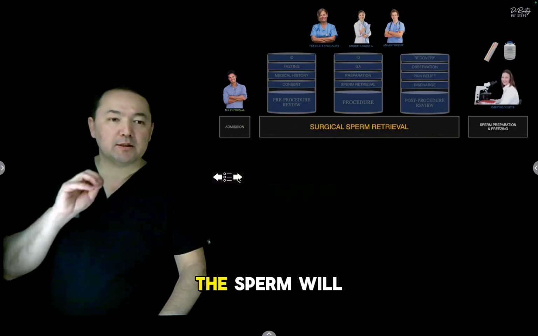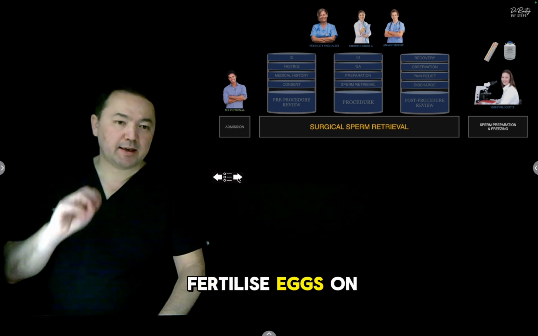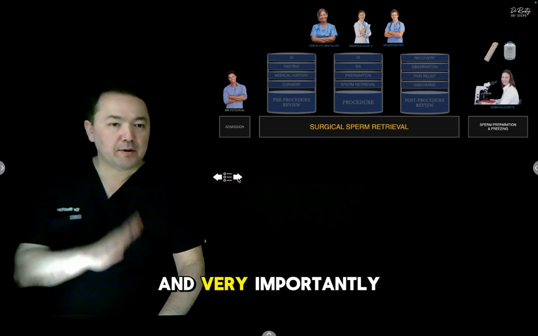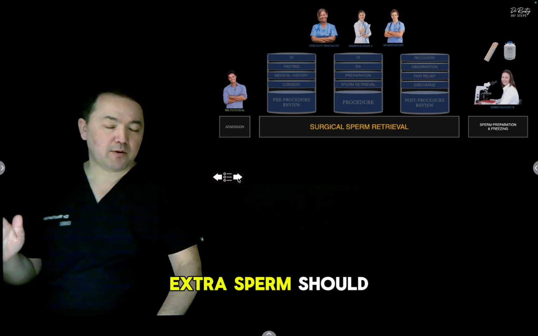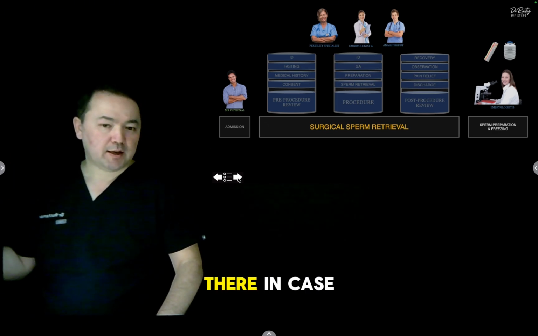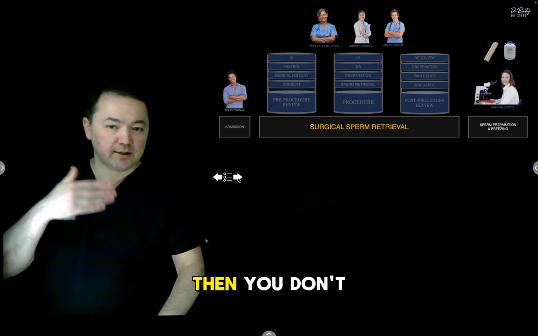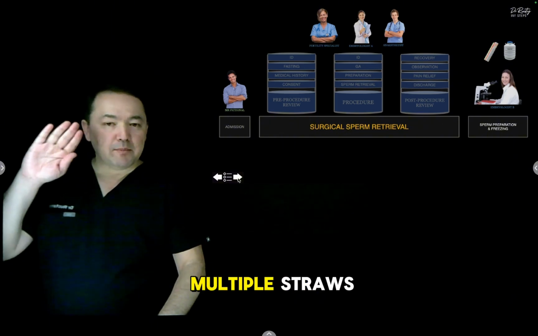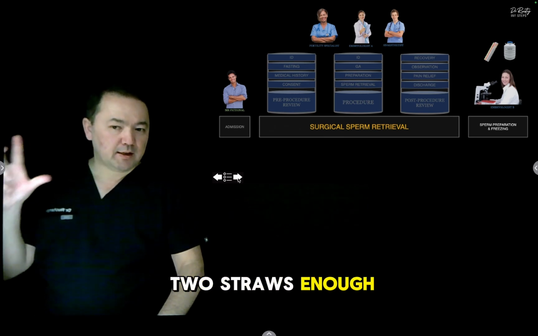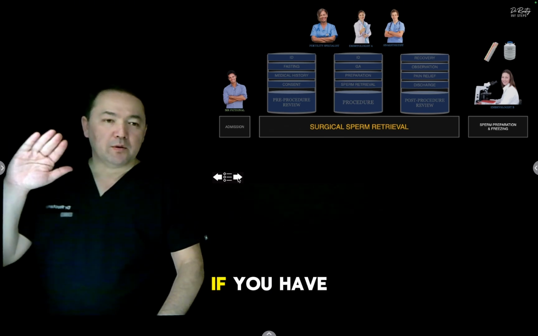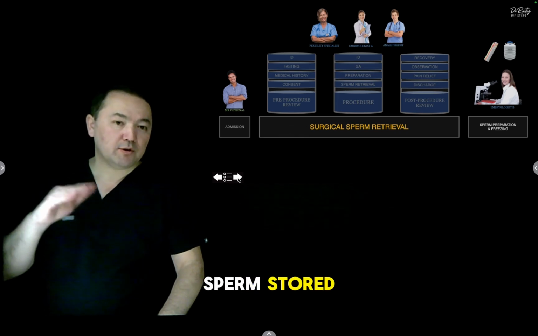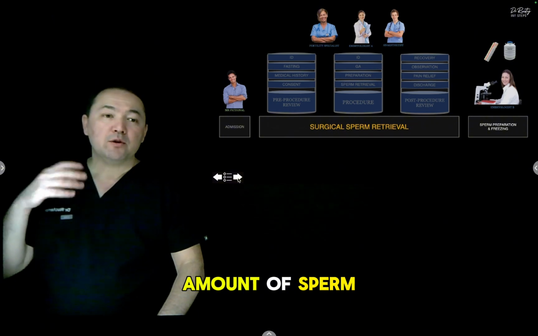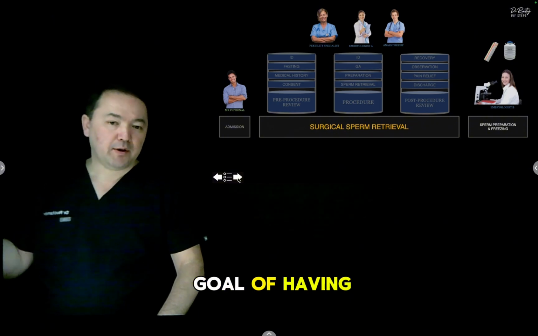Very importantly, the sperm will be used to fertilize eggs on the day if your partner is having a collection procedure, and very importantly, extra sperm should be frozen for a future date. In case this cycle is not successful, then you don't need to have these procedures repeatedly. Then sperm can be stored in multiple straws. Usually 1 or 2 straws is enough for one IVF cycle. If you have 5-6 straws of sperm stored, then there is a very good chance that you have a sufficient amount of sperm to achieve your goal of having a child.